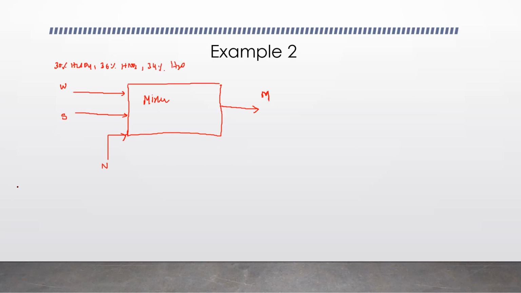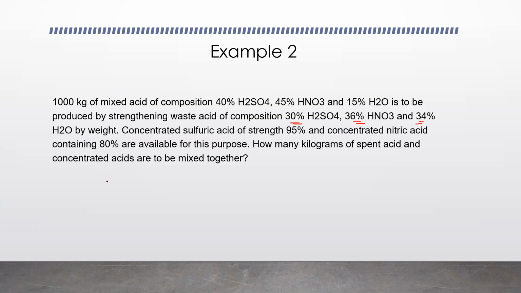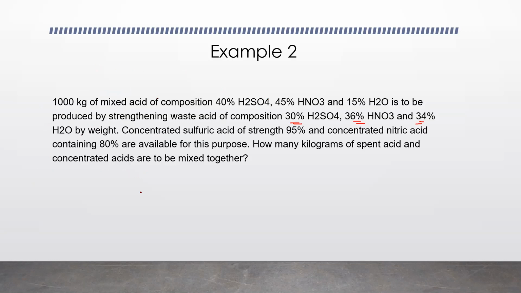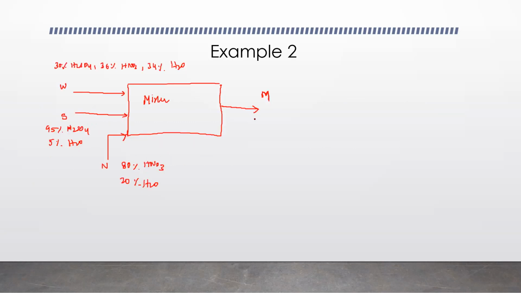All right. Then sulfuric acid is 95% concentrated. So we are having 95% sulfuric acid. And then nitric acid is 80%. So 80% nitric acid. Okay. This 95% and 80% means 5% water here and here it's 20% water, right? All right. And the product that we get is 1000 kg. So M is equal to 1000 kg.